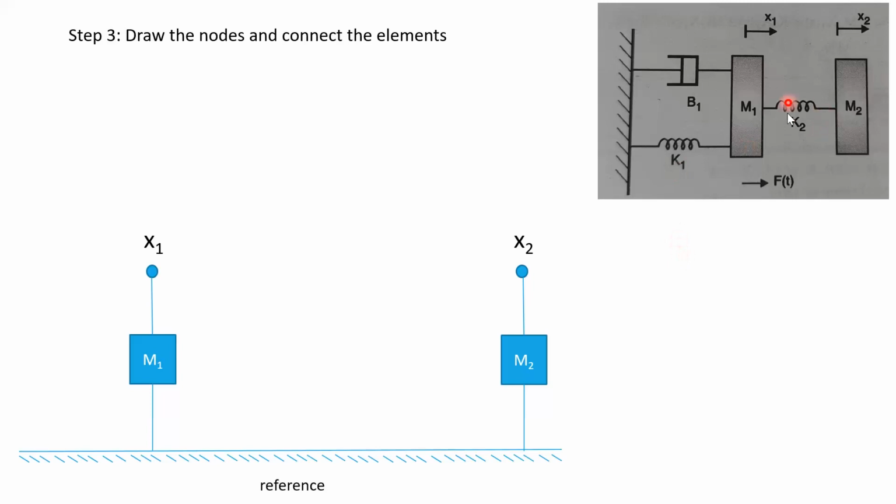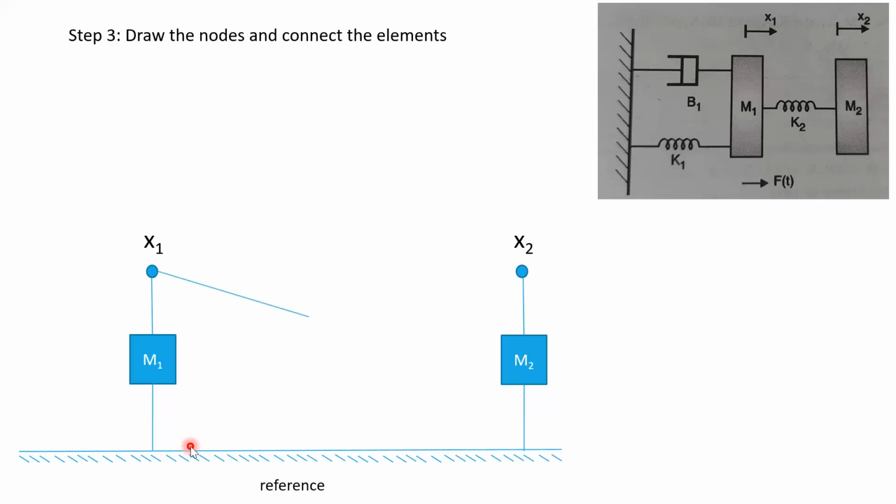Now before going to this K2 spring, we'll complete this portion of the diagram. So there is K1 spring present between x1 and reference. So I have to draw a line from here, and this line will have the spring connected to it, and the second end of the spring will be connected to the reference. Similarly, we'll do for the damper.